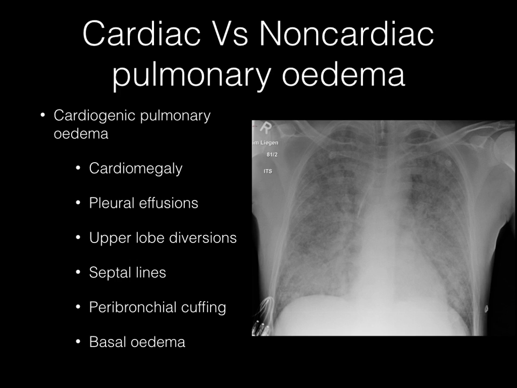And therefore it's important to look at the rest of the findings to say whether it's a cardiac or a non-cardiac pulmonary edema. If you don't have a cardiomegaly, pleural effusions, upper lobe diversion, septal lines, peribronchial cuffing, or basal edema, then in those situations you should consider the possibility of a non-cardiogenic pulmonary edema and give the differential diagnosis accordingly.